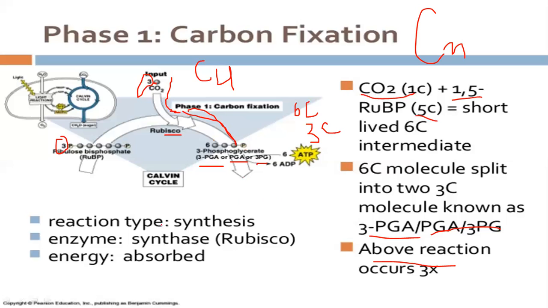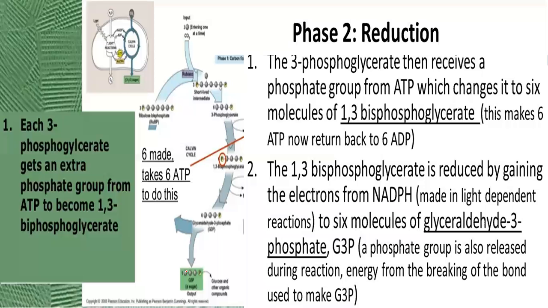Okay, so that reaction type is synthesis, a synthesis of 3-PGA is done here. The enzyme functioning here is a synthetase, the enzyme which helps in the formation of the product, and that is RuBisCO. Energy is absorbed here. That is not an energy-releasing process. Let's talk about phase number 2, that is reduction.